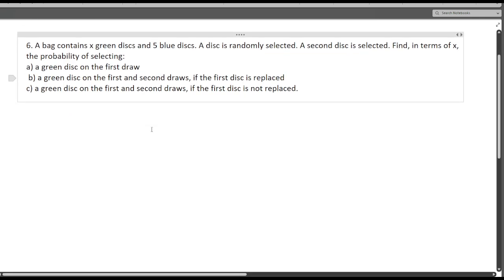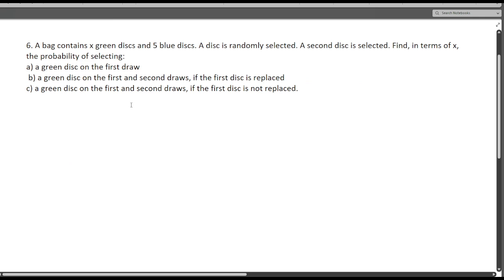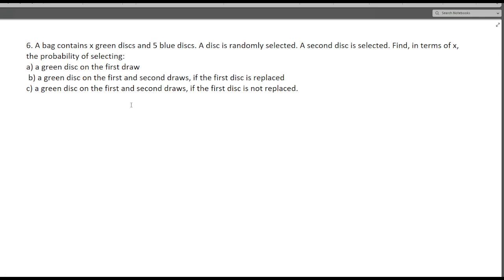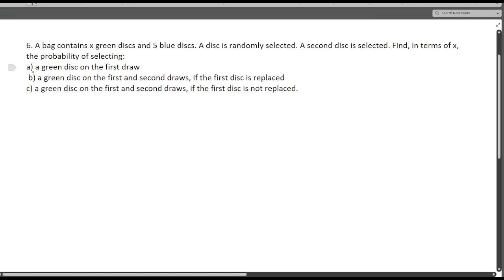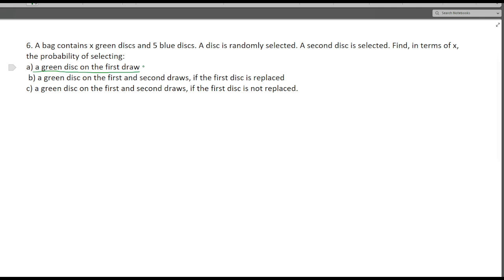Now question number 6. A bag contains X green discs and 5 blue discs. A disc is randomly selected. A second disc is selected. Find in terms of X the probability of selecting a green disc on the first draw. So now here a bag contains X green discs and 5 blue discs, and a disc is randomly selected, and then a second disc is also selected. Okay, I have to find out in terms of X the probability of selecting a green disc on the first draw.